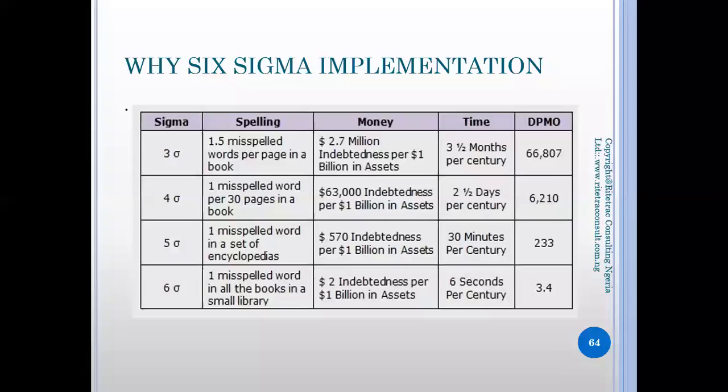You can see what we have here for 3 Sigma level, 1.5 misspelled words per page in a book, and at 6 Sigma is 1 misspelled word in all the books in a small library. So you look at the DPM, or the defect per million opportunity. If an aeroplane lands in an operation that is operating at 3 Sigma level, the number of crashes or whatever that might happen is 66,807. And if you're operating at 4 Sigma level, 6,210 might happen at 1 million opportunities.